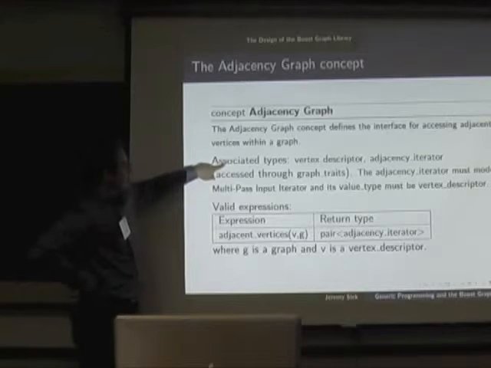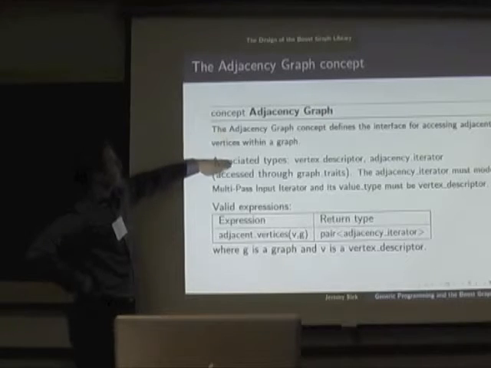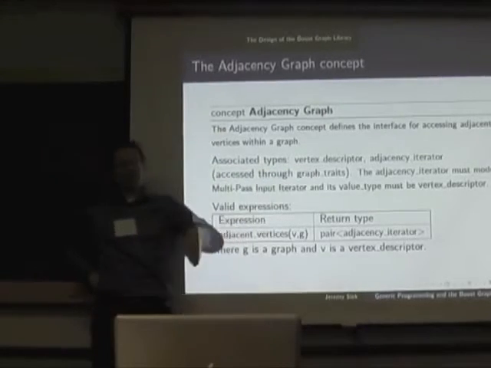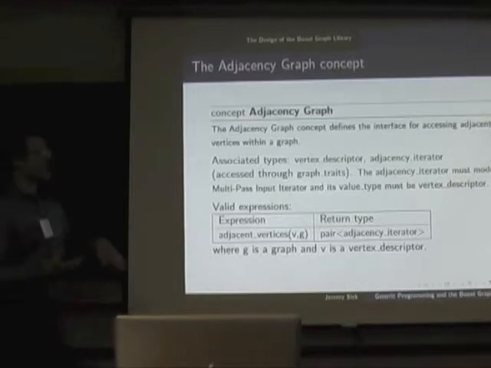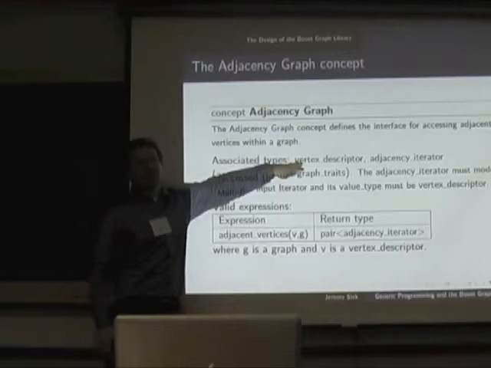Furthermore, there's some associated types. If you've got an adjacency graph, you can ask, what is the vertex descriptor? The term descriptor is a little bit funny, but all this is a handle for a vertex. Now the type of that handle could actually depend on the graph that you're dealing with. It might be an integer, it might be a pointer, who knows what. The algorithm doesn't care what it is as long as it plays the right role.